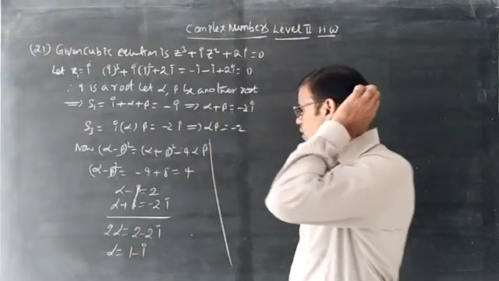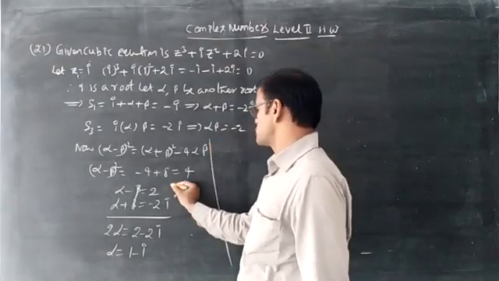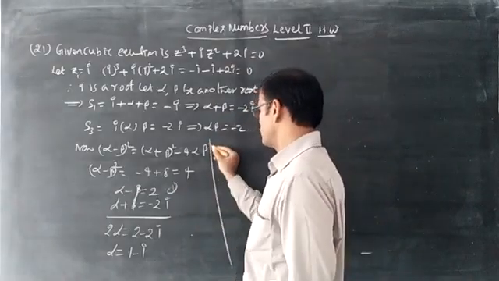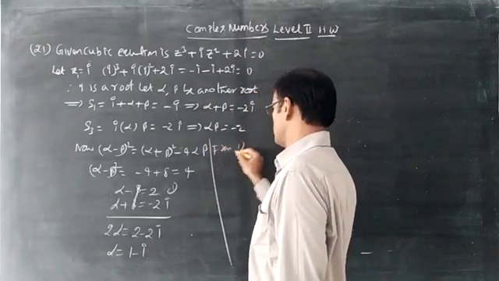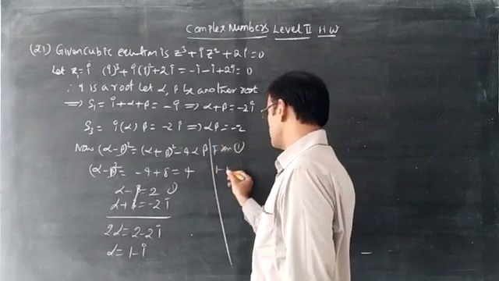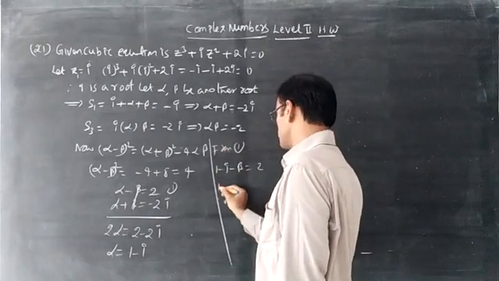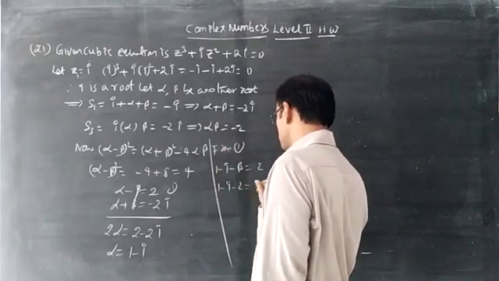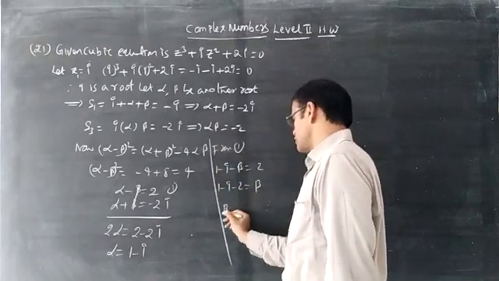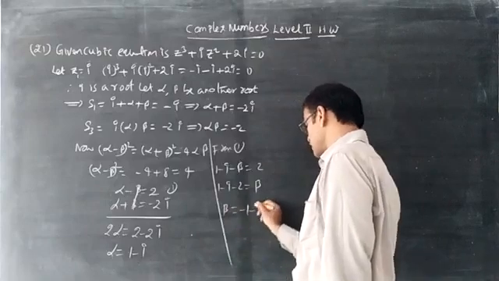1 minus i. Apply here. Let this is 1. From 1 you write alpha, meaning 1 minus i. 1 minus i minus beta is equal to 2. So 1 minus i minus 2 gives beta. So beta is equal to minus 1 minus i.